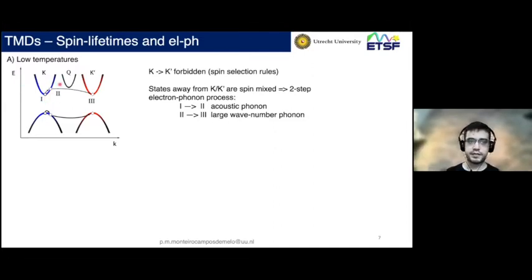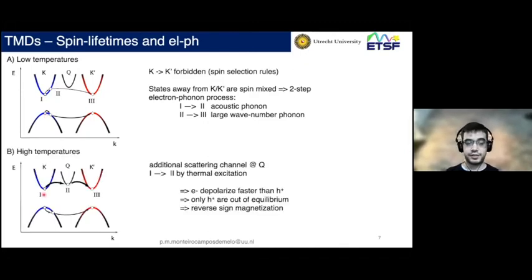But the states near K and near K prime are not. So what we observe is that the first thing that happens is that the electrons and the holes scatter around the states where they are created, and then they can move towards the other valley. Now at low temperatures, this is the only mechanism they have access to. So the electrons can scatter a little bit up thanks to acoustic phonons, and then they need a large wave number phonon to move to the other valley, and the holes have a similar mechanism.